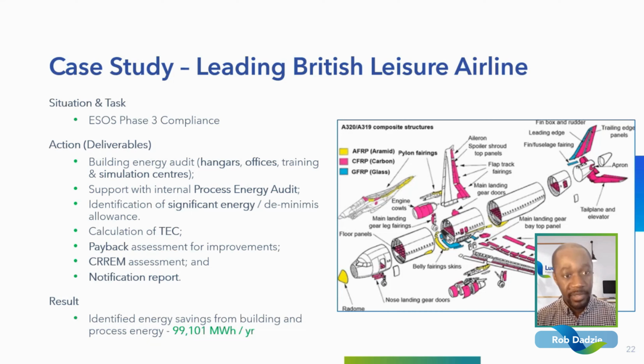We also identified the de minimis allowance and significant energy usage. We calculated total energy consumption and payback periods associated with that. We carried out a CREM assessment, which is the Carbon Risk Real Estate Monitor, which says, are you on track to decarbonize, or are you going to incur costs down the line because you're not aligned to a decarbonisation agenda? And we produced a notification report. All in all, there were over 99,000 megawatt hours of energy savings identified, largely from process energy savings that the business were already aware of and had costed, but also from building energy as well, which was quite significant and a material issue that they wanted addressed.